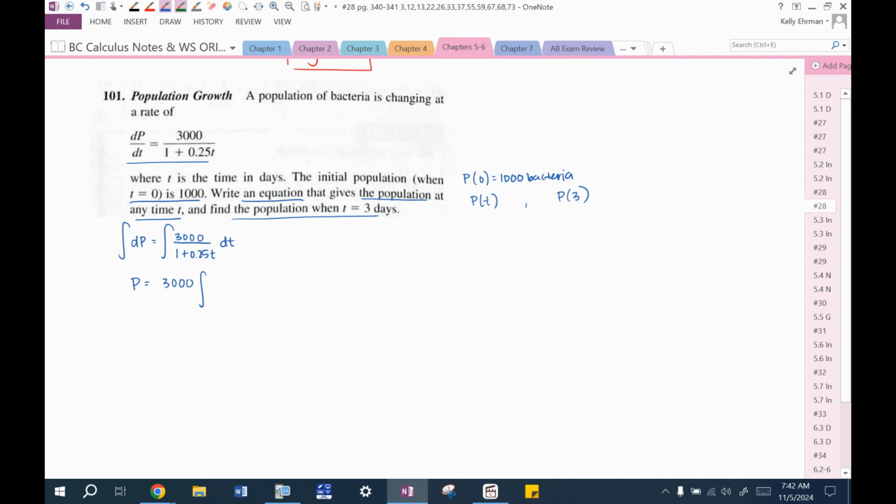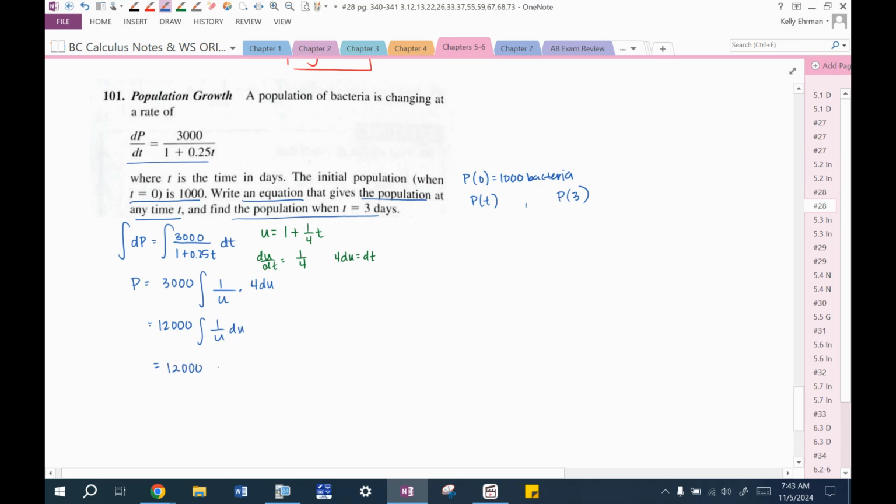Okay. And then I'm going to show my u sub over here. Let's let u equal 1 plus 0.25 t, which is just like 1 plus 1/4 t. So then du dt will equal 1/4, which means 4 du will equal dt. All right, so I pulled the 3,000 out. I've got 1 over u, and dt is 4 du. So I'm going to put the 4 out there too. So I've got 12,000 times the integral of 1 over u du.